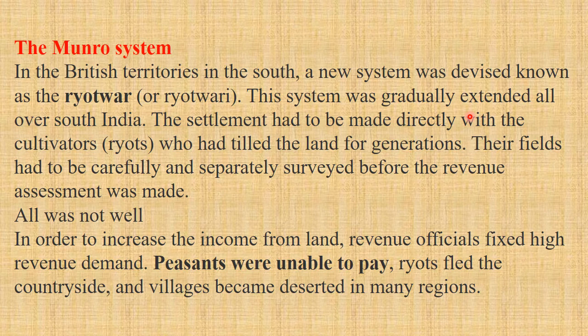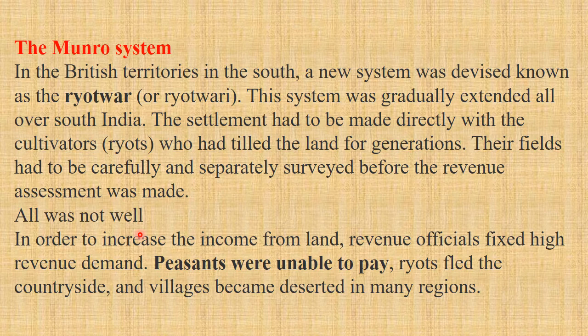So this system was gradually extended all over South India. This settlement had to be made directly with the cultivators. So directly with the cultivators, no intermediaries. Okay. Who had the land for generations. Their fields had to be carefully and separately surveyed before the revenue assessment was made. So these fields will be carefully noted, and how much they have to pay, everything will be carefully noted.